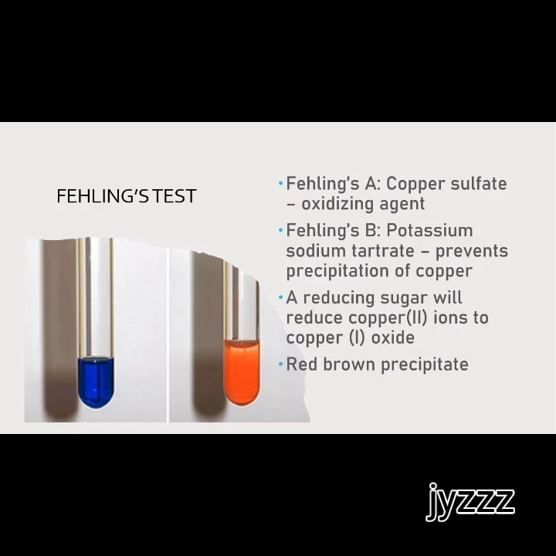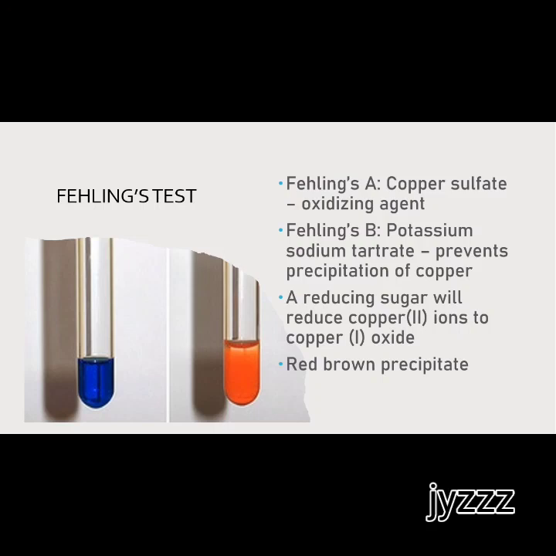Your Fehling's B is colorless, and it has your Rochelle salt, or your potassium sodium tartrate, with sodium hydroxide. This Fehling's B, or your potassium sodium tartrate, prevents the precipitation of your copper.